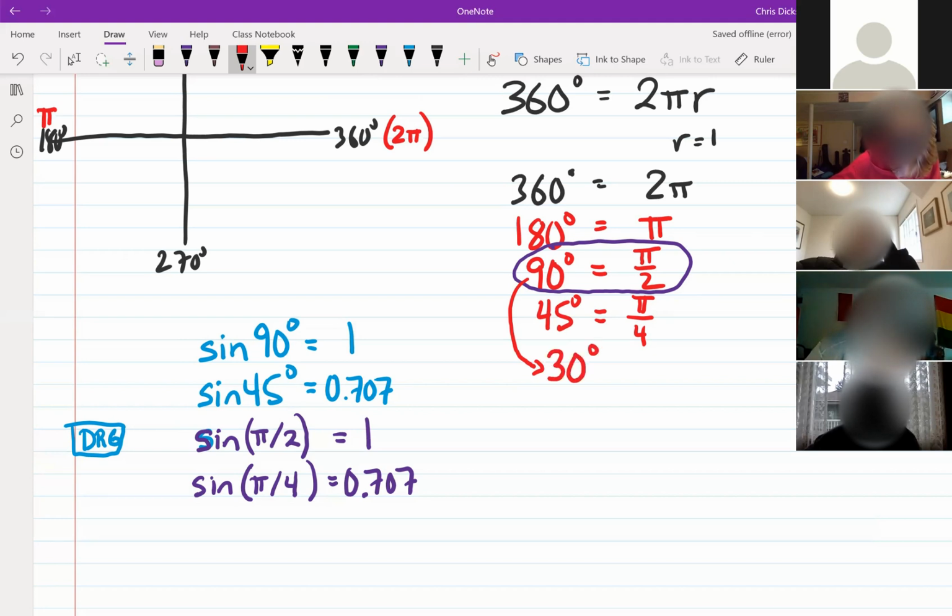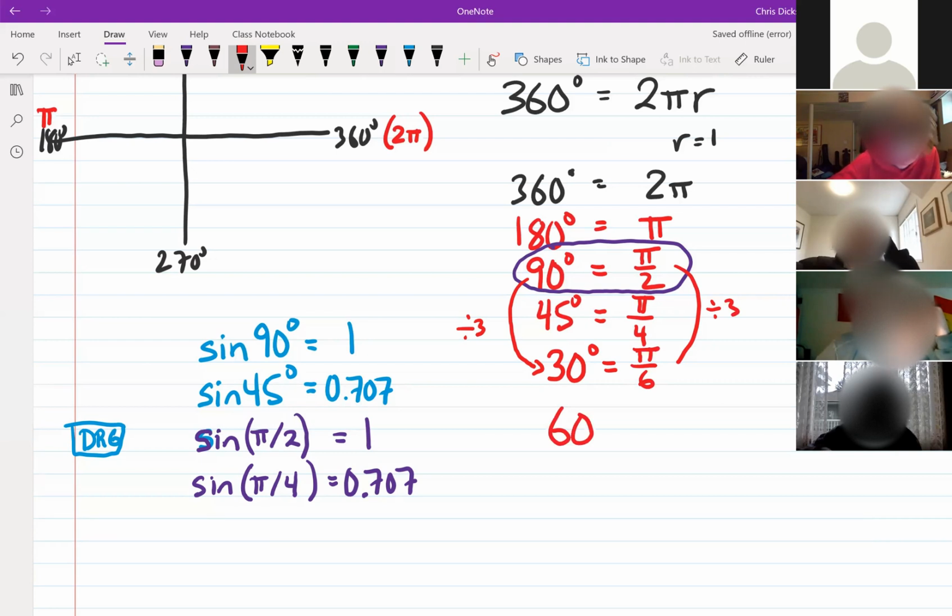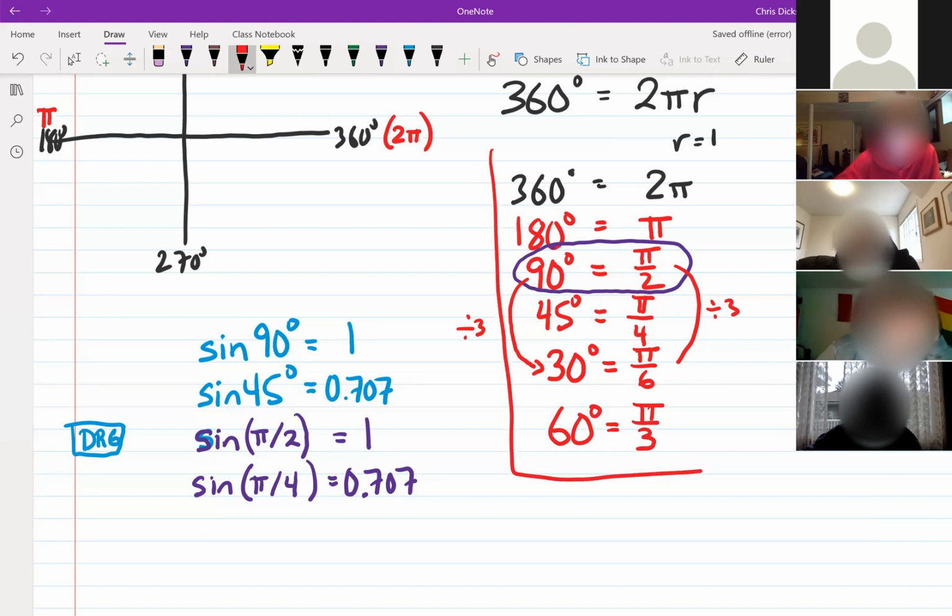Okay. And if I do the same thing over here, if I take pi over 2 and divide it by 3, that's going to give me pi over 6. Okay. And then I'm going to times that by 2, which gives me 60 degrees. And if I times pi over 6 by 2, I get pi over 3. And that's all I'm going to do for these special numbers here. These are sort of special numbers for us.